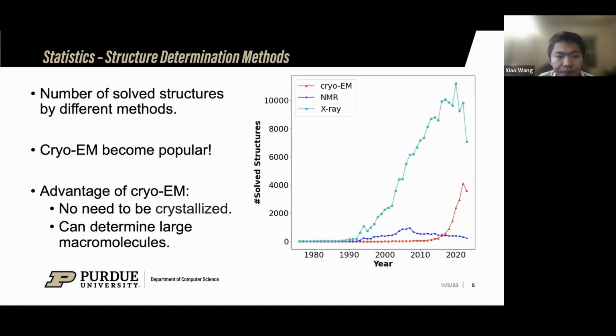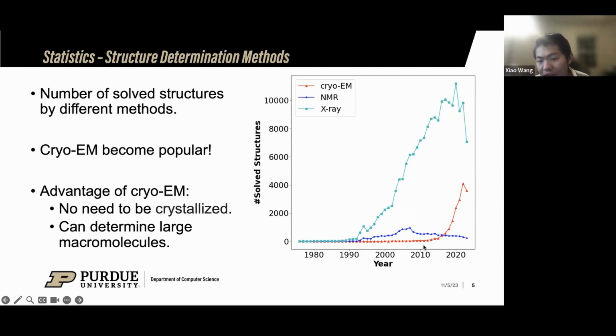final structures. If we compare those 3 methods by deposited structures every year, in the figure on the right, the x-axis is the year, and the y-axis is the number of solved structures by the different methods, indicated by different colors.